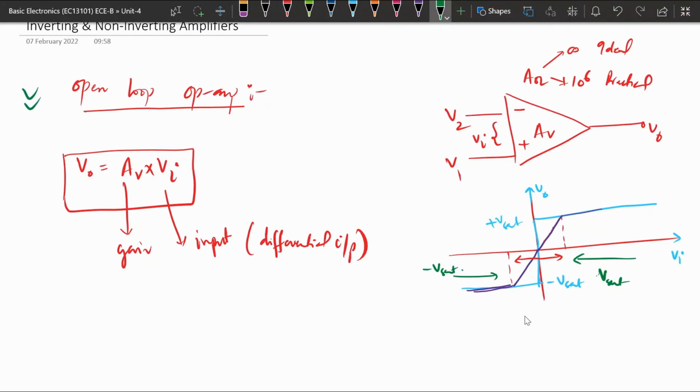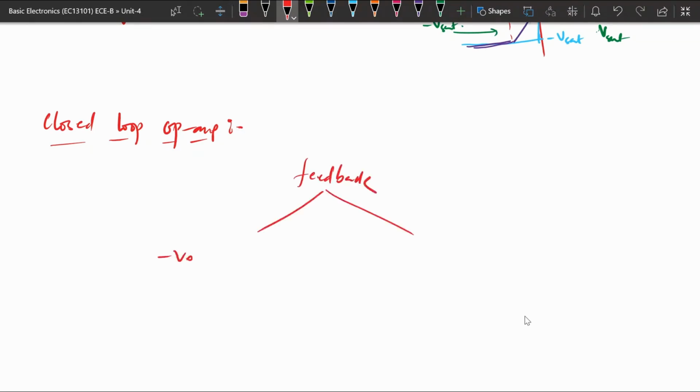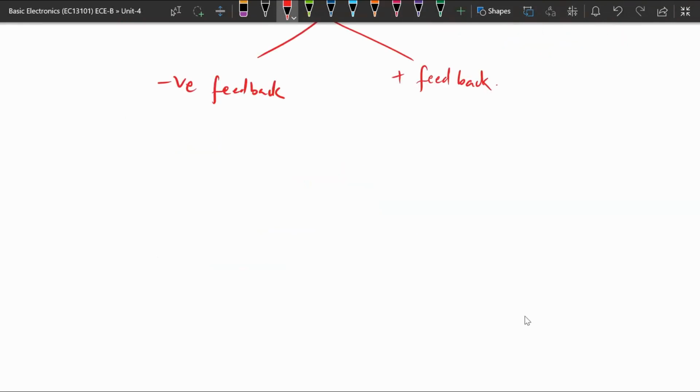Next we will see the closed loop. In closed loop operational amplifiers also, we have seen that we need to have a feedback so that operational amplifiers can be used for high frequency applications, because at that time the gain will be less if we are going to have a negative feedback. So there are two different types of feedback we have gone with: one is negative feedback, another one is positive feedback. In the negative feedback, we have just concluded that the closed loop gain will be very much less than the open loop gain.